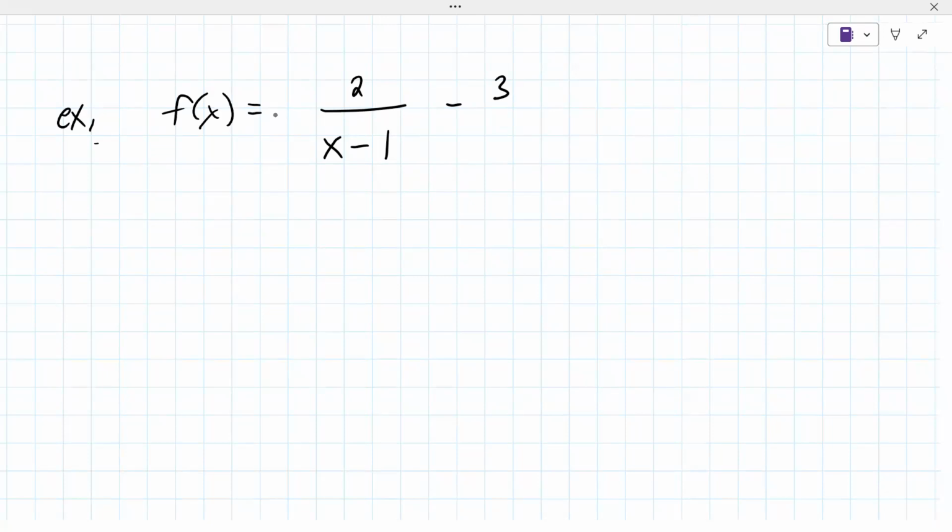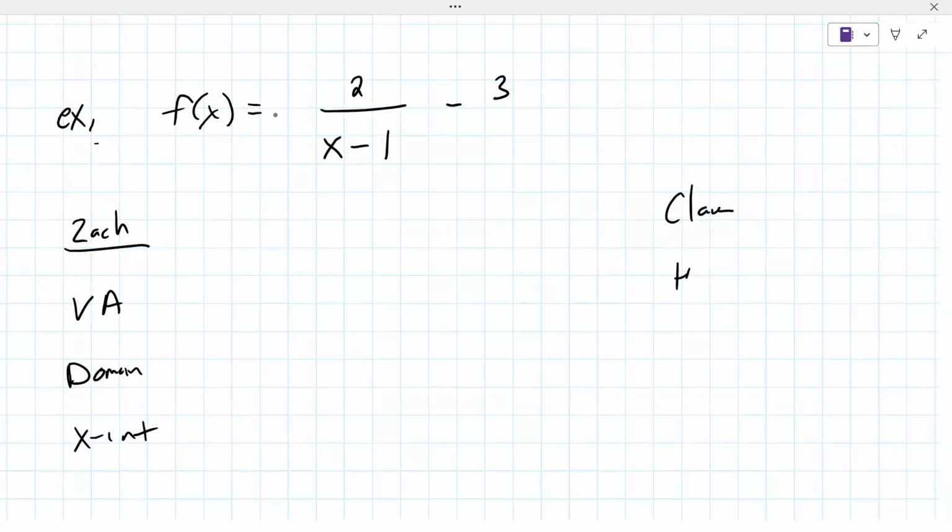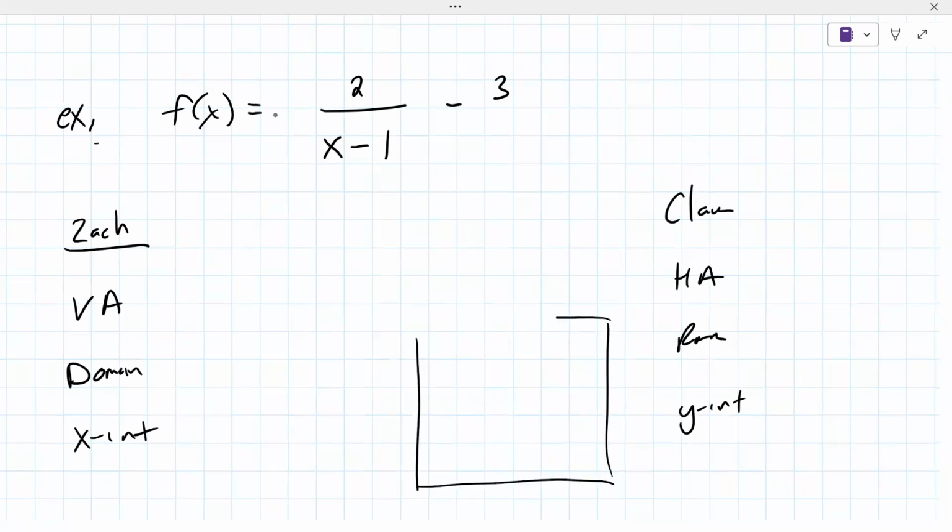Okay, so we're gonna divide and conquer here a little bit. Zach, I'm gonna have you find the vertical asymptote, the domain, and the x-intercept. Claire, I'd like you to find the horizontal asymptote, the range, and the y-intercept. You will both need to make a common fraction at some point. But this is a time to ask questions. Hey, I don't understand, or I do understand. Please ask some questions if you're not sure how to proceed.